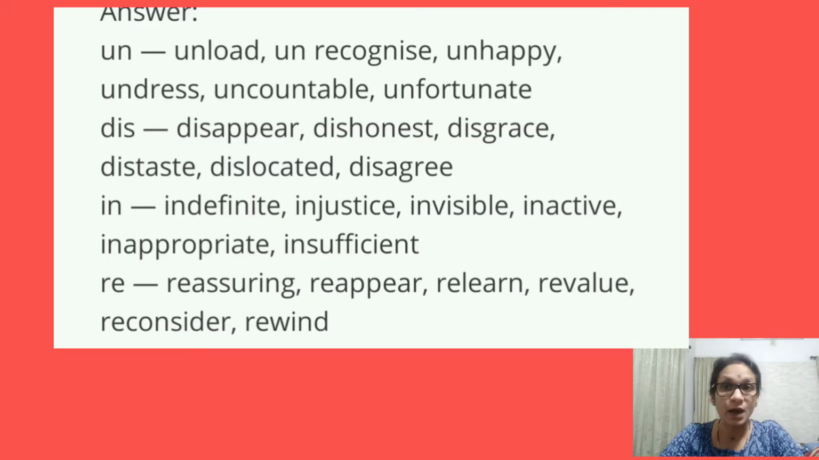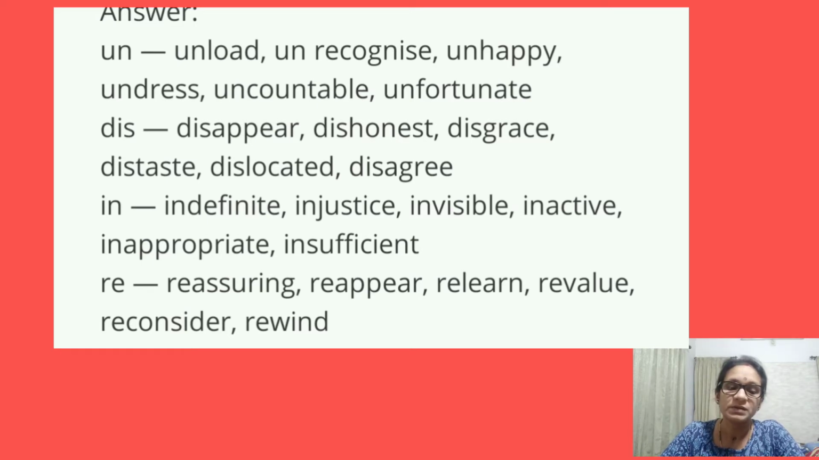Okay. Here, fill in the following table with prefixed words identified from the story or with such words from a dictionary. You want to find some prefix words in your textbook or from this lesson or from a dictionary. For example, from this lesson, unload, unrecognize, unhappy, undress, uncountable, etc.